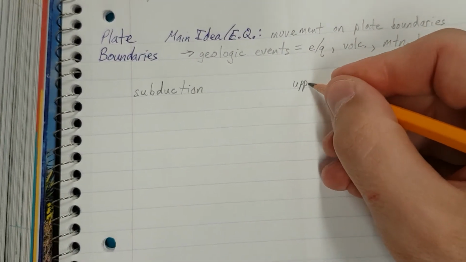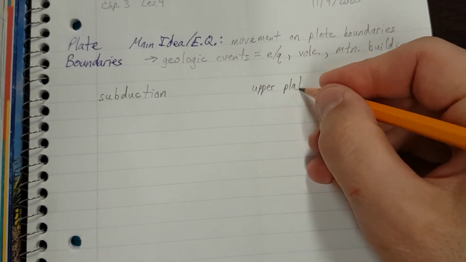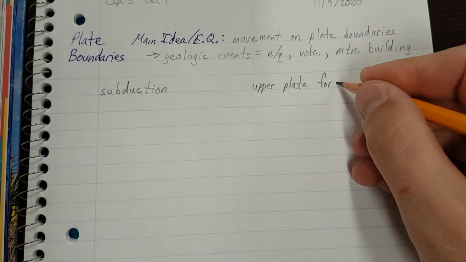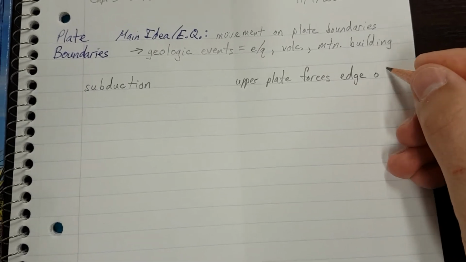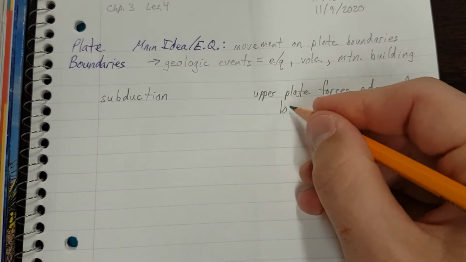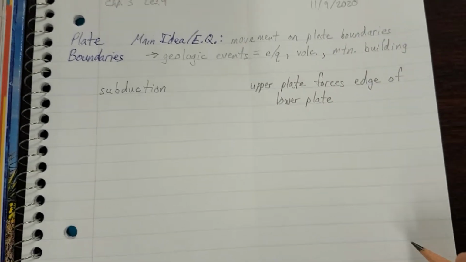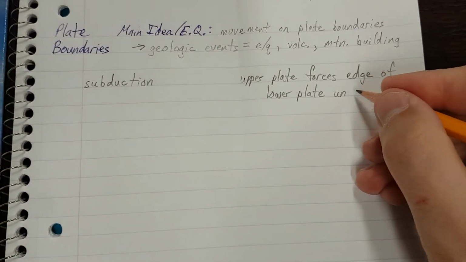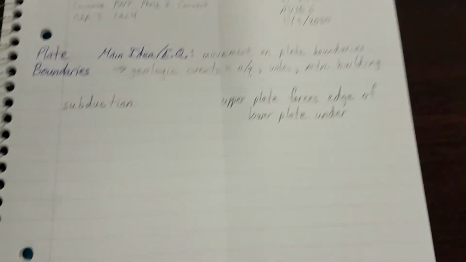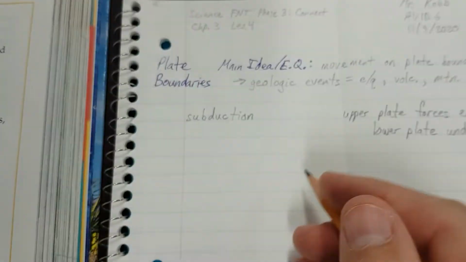Upper, U-P-P-E-R. Notice I've already folded the paper in half. Upper plate, P-L-A-T-E, forces, F-O-R-C-E-S, edge, E-D-G-E, of, indent, lower, L-O-W-E-R, plate, P-L-A-T-E. Upper plate forces edge of lower plate under, U-N-D-E-R. And of course, what are we going to do? Draw a picture. So let's try to draw something kind of similar to that.